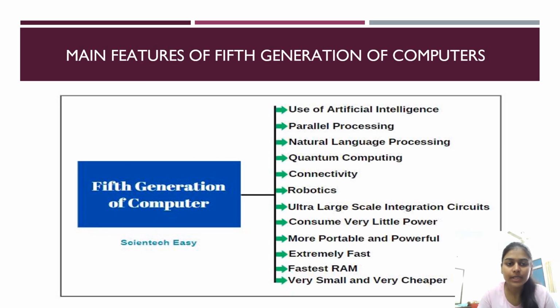Our last topic is main features of fifth generation of computer. The fifth generation of computers having main features that are following. Use of artificial intelligence, parallel processing, natural language processing, quantum computing, connectivity, robotics, ultra large scale integration circuit, consumable, very large power, more portable and powerful, extremely fast, fastest RAM, very small and very cheaper.